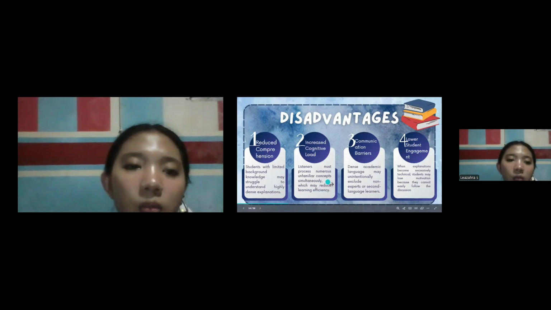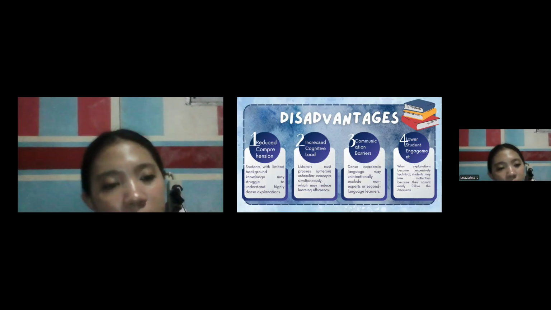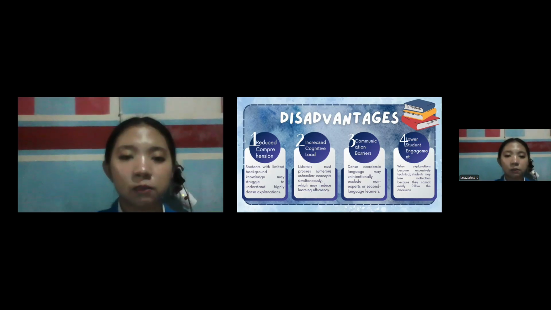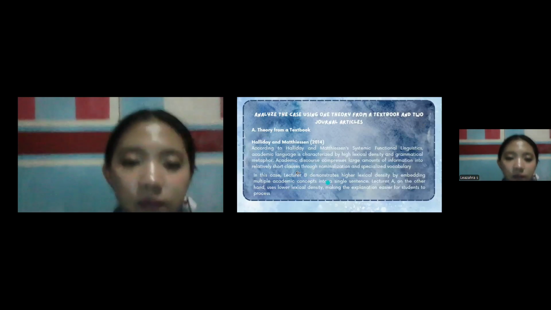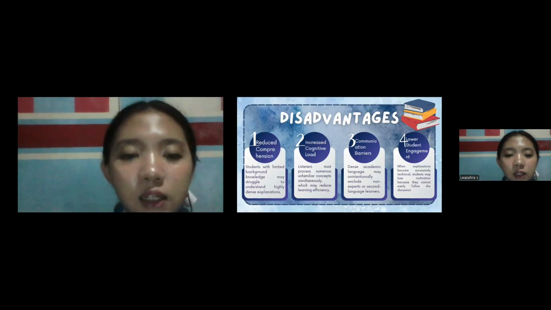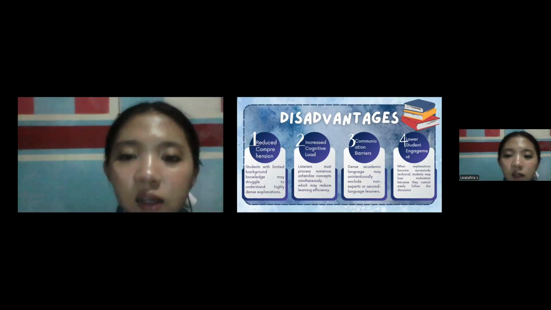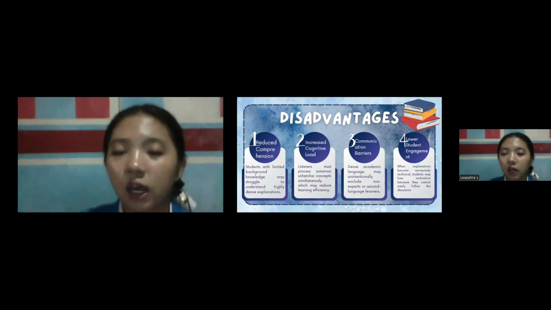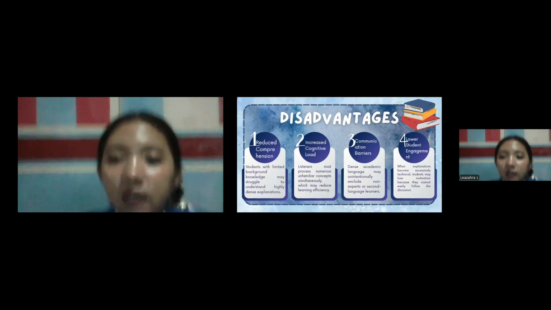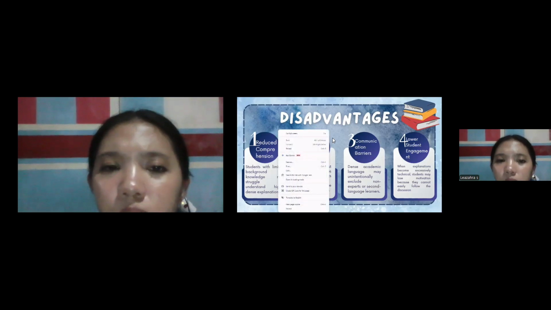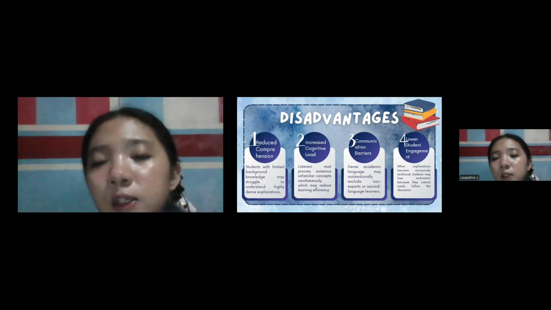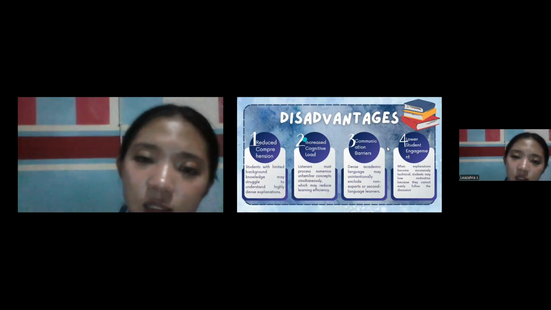Disadvantages. One is reduced comprehension. Students with limited background knowledge may struggle to understand highly dense explanations. Two, increased cognitive load. Listeners must process numerous unfamiliar concepts simultaneously, which may reduce learning efficiency. Three, communication barriers. Dense academic language may unintentionally exclude non-expert or second language learners. And four, lower student engagement. When explanations become excessively technical, students may lose motivation because they cannot easily follow the discussion.